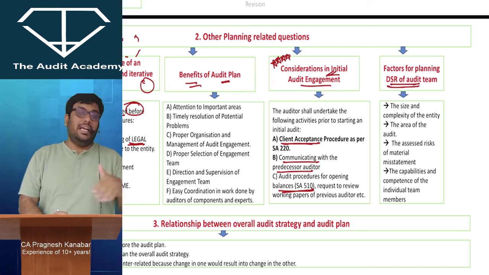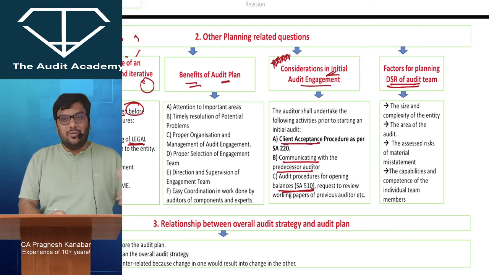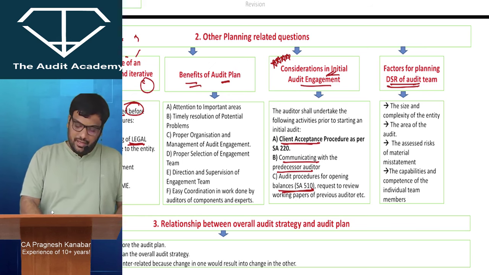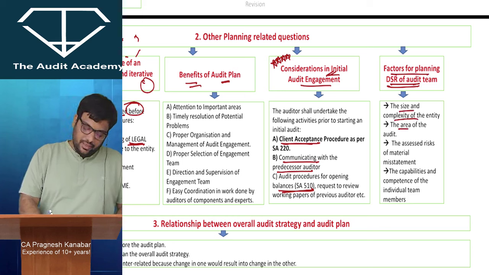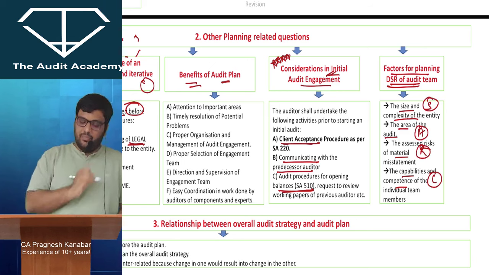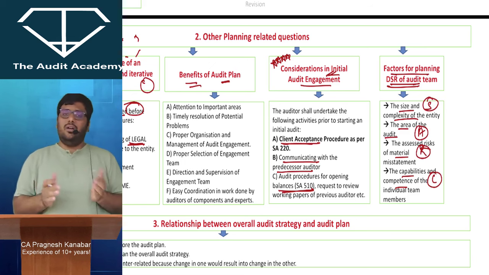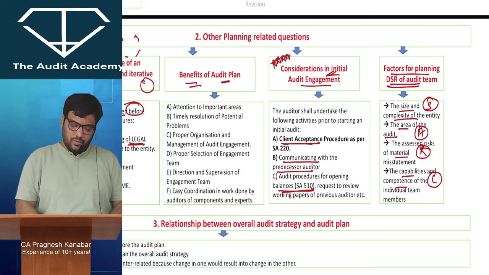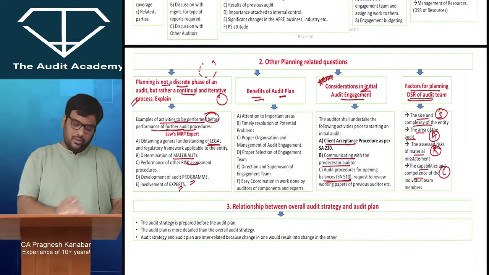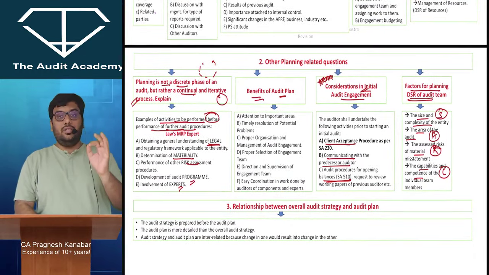All right, that is size, nature, complexity of the entity, the risk involved, materiality. These are the basic factors for planning the DSR of the audit team: size, nature, complexity of the entity, the area of audit, the risk involved, and the capabilities and competence of team members. So SARC or CARS or ARCS, whatever is the code word that you want to use. All right, so these are some small planning related questions which they have given.